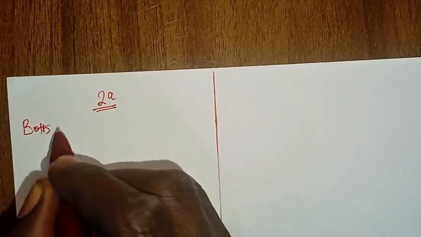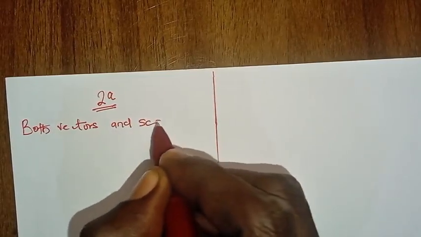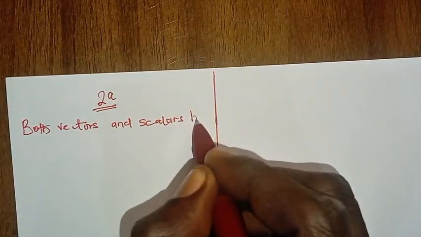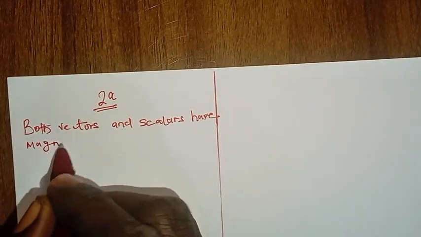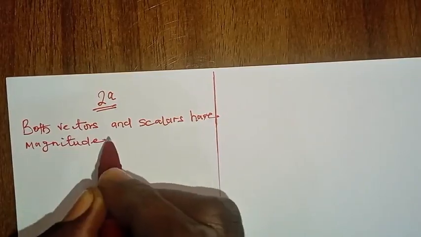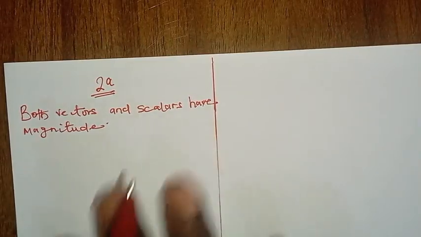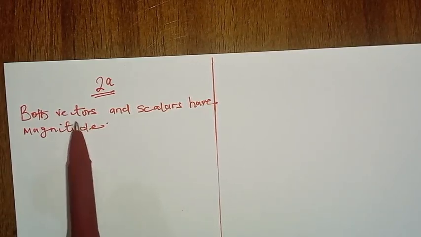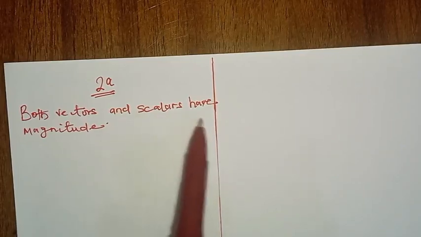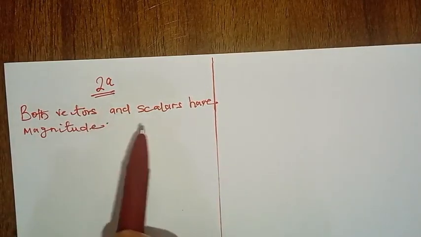So from the definition, both vectors and scalars have magnitude. They both have magnitude. So that is the similarity between vector and scalar. Is that understood? In terms of differences, vector has both magnitude and direction, while scalar quantity has only magnitude but no direction. Is that clear? So that is about question 2a.